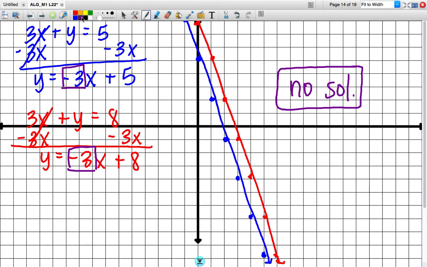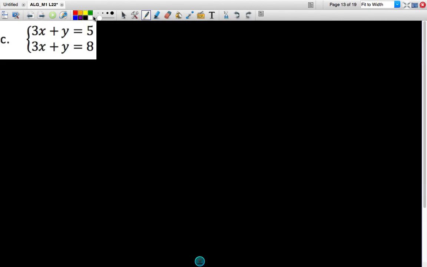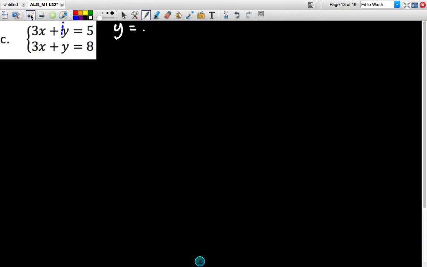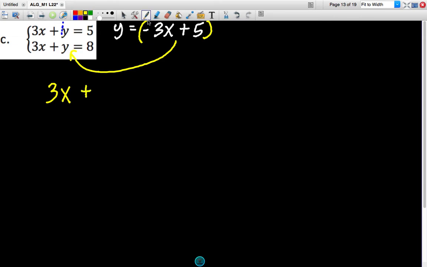So now let's make sure we get the same solution algebraically. So again, remember we have to solve for a variable first. And in this case, it would be easier probably to solve for y, since again it already has an understood coefficient of 1. And we've actually already solved for y. It was y equals negative 3x plus 5. Which means this equals y, which means we're going to plug this in where we see y. 3x plus negative 3x plus 5.